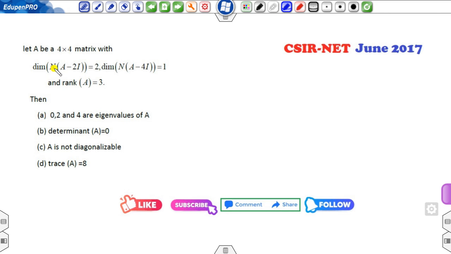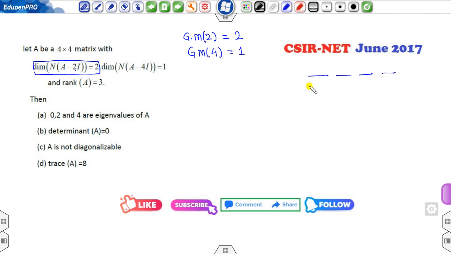A is the 4 cross 4 dimension of this. What does it mean? Geometric multiplicity of the eigenvalue 2 is my 2. Geometric multiplicity of the eigenvalue 4 is my 1. You have the 4 cross 4 matrix. What is the last eigenvalue? Rank of the matrix is 3, which is less than the number of the column vectors.